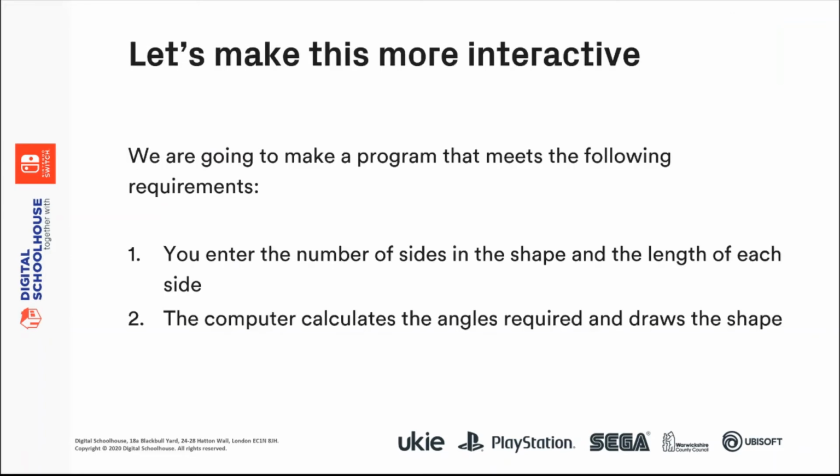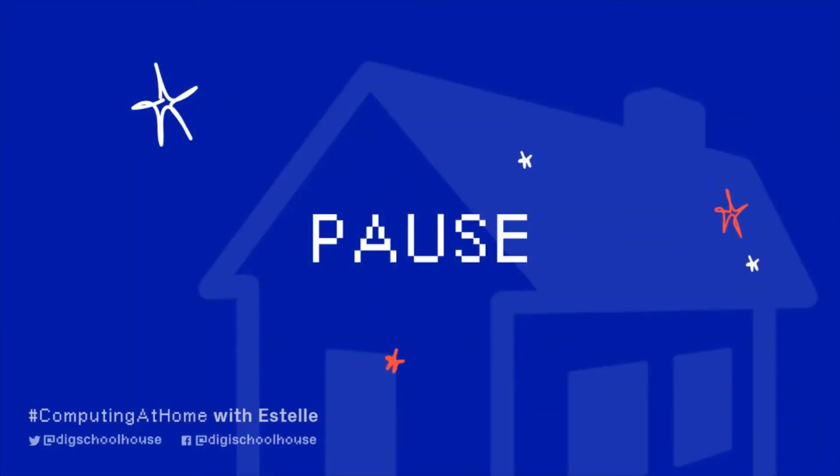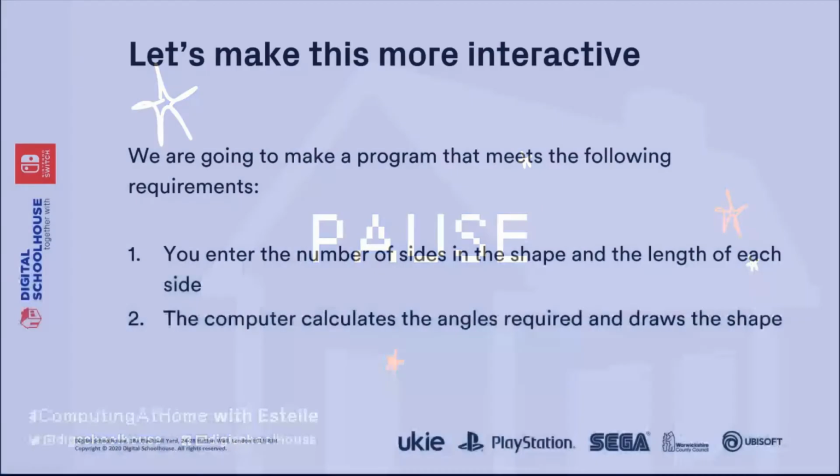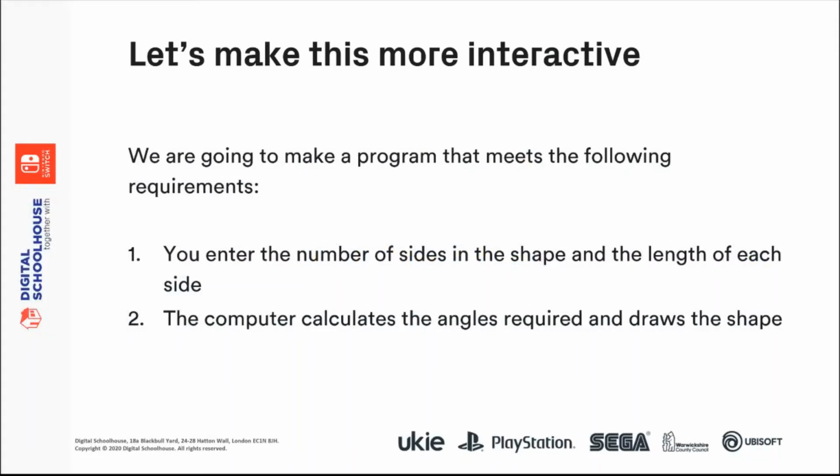The next thing we're going to do is we're going to make it more interactive. So we're going to make a program that meets the following requirements. You have to enter the number of sides in the shape and the length of each side, and then the computer is going to calculate the angles required and draw the shape for you. So that is what we're going to do next. So I'm going to leave it on the screen for you. If you need to pause the stream now, then feel free to pause it. So there's the pause to remind you if you need to pause, because we're going to have a go at doing this next bit now.